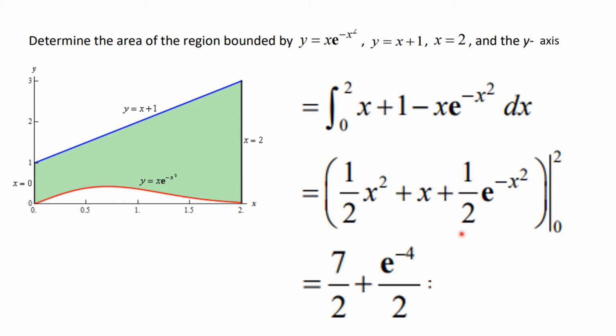And so what we get by the time we manage our signs is 1/2 e to the minus x squared. I evaluate this at 2 and subtract off this integrand evaluated at 0. When I put 0 in, I get 0, and e to the 0 is 1. When I put 2 in, you do the calculation, and at the end of the problem, your exact answer, found without using a calculator, is 7/2 plus e to the minus 4/2.